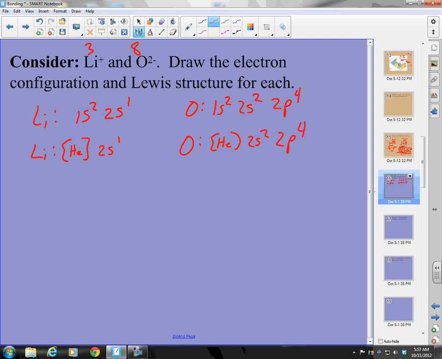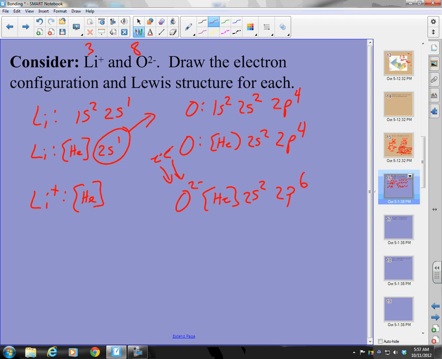So now let's look at lithium plus. What happens for the plus? That means I have lost an electron. So which electron is lost? How about this one that's in the 2s? So what am I left with when it becomes lithium plus? It becomes a helium electron configuration. Okay, oxygen becomes O2 minus. How does it become 2 minus? It gains 2 electrons, right? If it gains 2 electrons, it is now helium 2s2, 2p, not 4, 2p6.